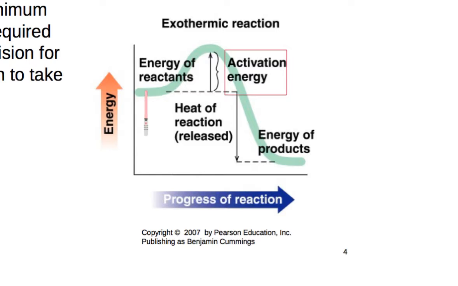Halfway up the energy axis, you have a flat line. Then you have a hump that goes up and then falls all the way down nearly to the bottom and goes flat again. This first flat part is called the energy of the reactants.